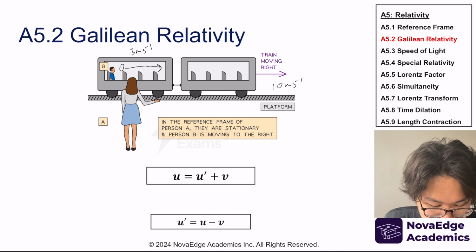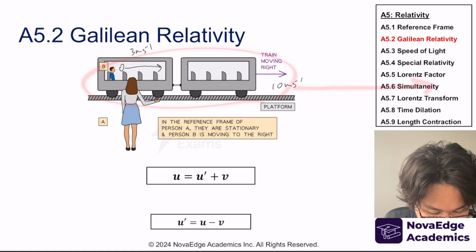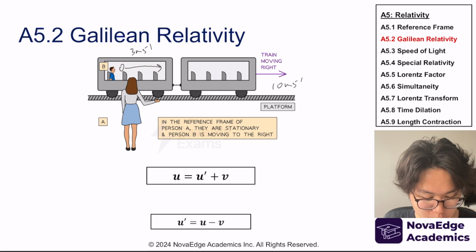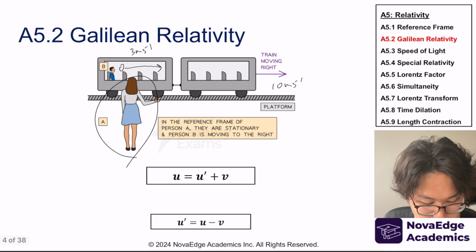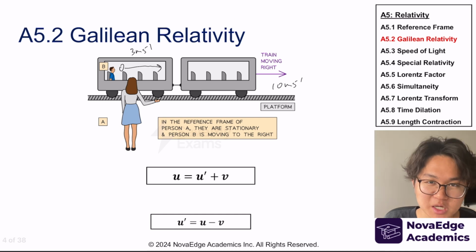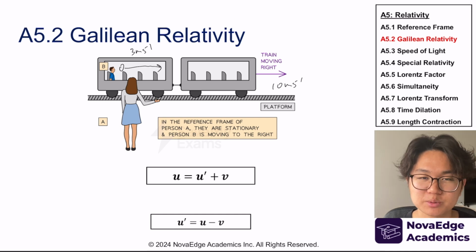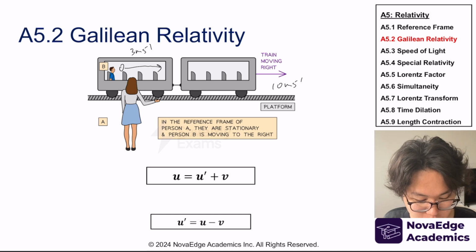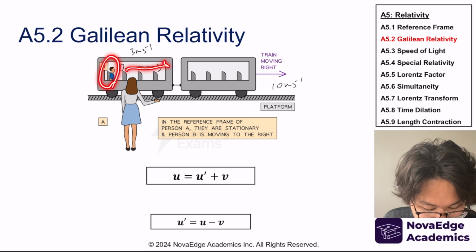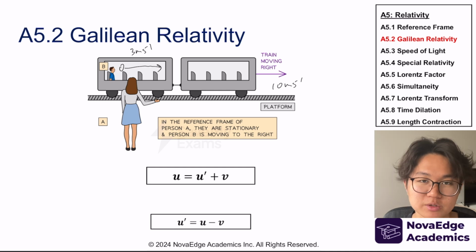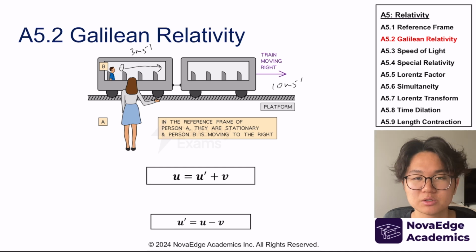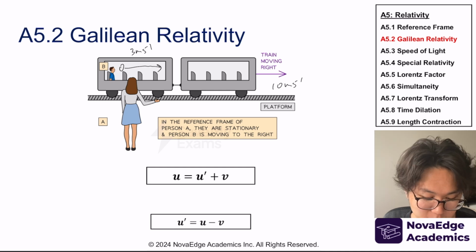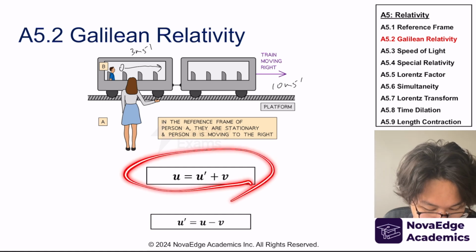Okay, so the train is moving at 10 meters per second, and then the man starts rolling the ball at 3 meters per second. From the woman's point of view, the ball is going at 10 plus 3, 13 meters per second, right? But from the man's perspective, the ball is going at 3 meters per second. So there's a difference in what we consider to be the actual velocity of the ball relative to their own reference point. And that's essentially what this equation does.